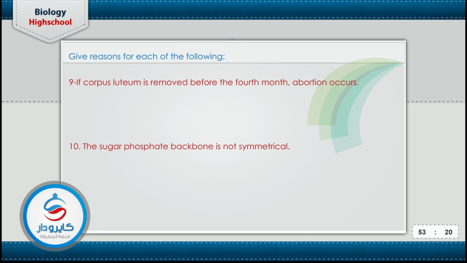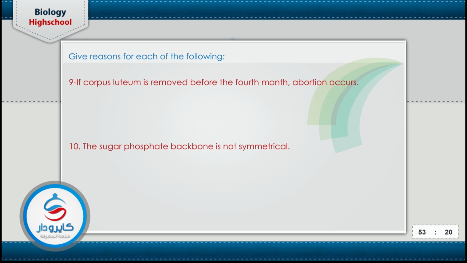Next question. If the corpus luteum is removed before the 4th month, an abortion occurs. We understand that the corpus luteum is responsible for the secretion of estrogen and progesterone hormones. Estrogen and progesterone hormones are responsible for increasing the thickness of the endometrium and increasing its vascularity. They also increase the adhering of the endometrium inside the uterine muscles.